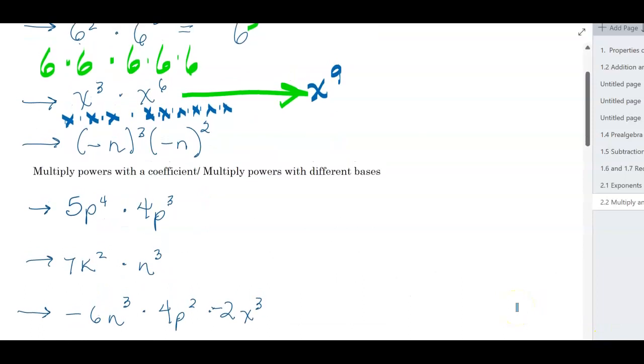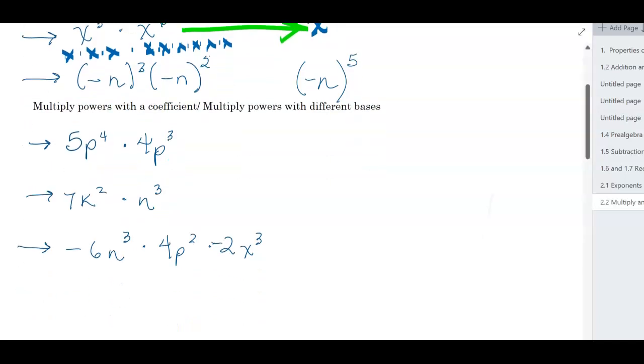Let's move to what if they give you a variable? And now look at this. Notice this is negative n to the third. They're both negative n, so just keep that quantity as negative n. And this is going to be to the 5th power. Now you know enough about negative numbers by now that it's going to be a negative product, because if you have an odd number of negative values being multiplied together, then of course your product will be negative.